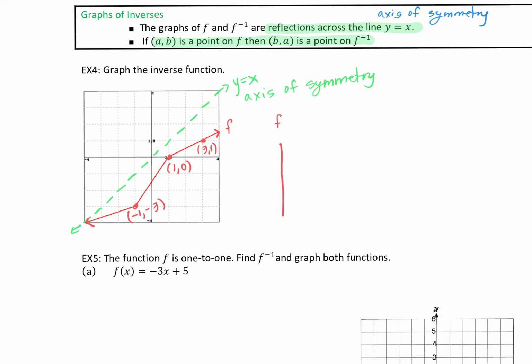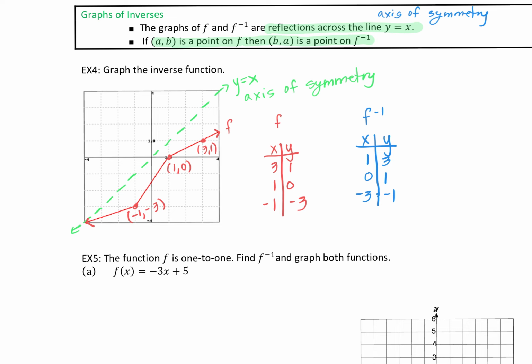Let me just write that as a table of values, x and y. So we had (3, 1), (1, 0), and (-1, -3). That must mean that the inverse function, f inverse, is going to pass through, exchange x and y, (3, 1) becomes (1, 3), (1, 0) becomes (0, 1), (-1, -3) becomes (-3, -1). It's that simple. Once you have points on your function, exchange the x and y, and now you have the points on your inverse function. Let's go ahead and graph the inverse function.